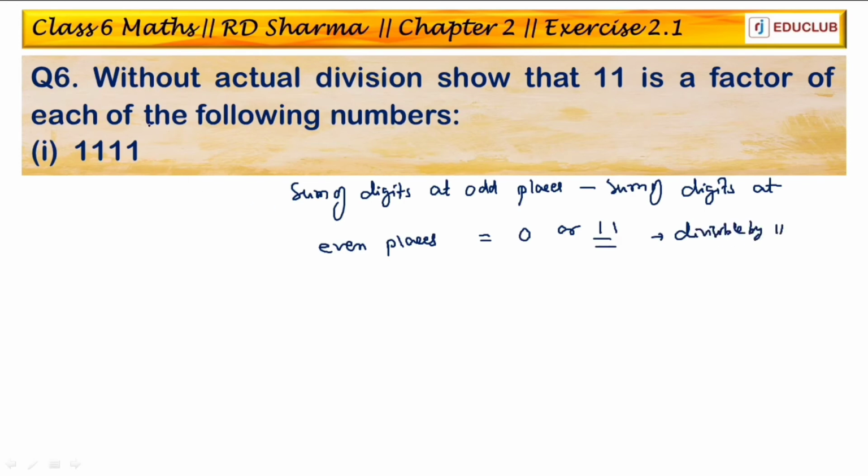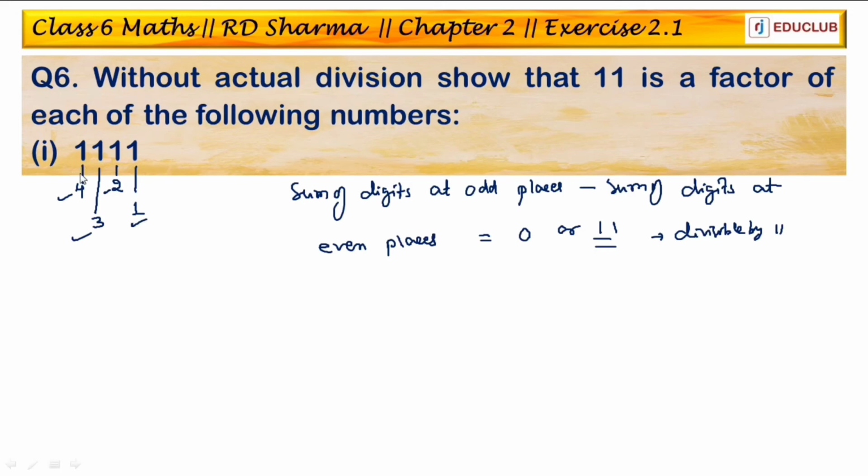Now what are odd places and even places? We count from the right. This is first, so it is an odd place. This is second, so it is an even place. This is third, which is an odd number, so an odd place. This is fourth place, 4 is an even number, so this is an even place. If the digits are more, then the places will increase.